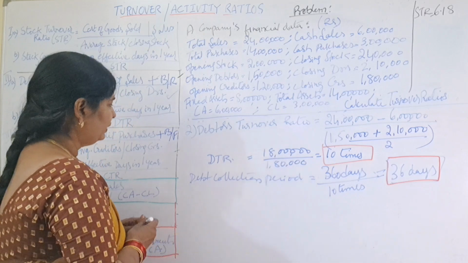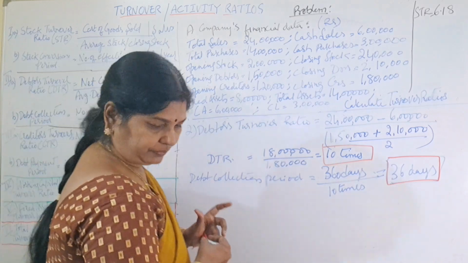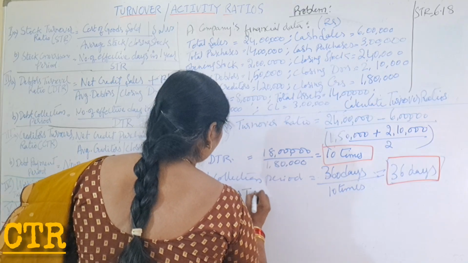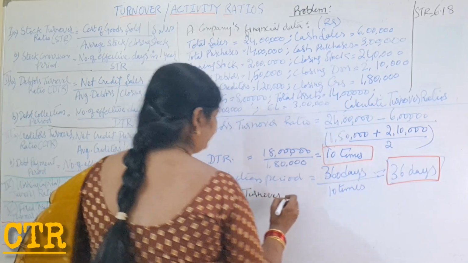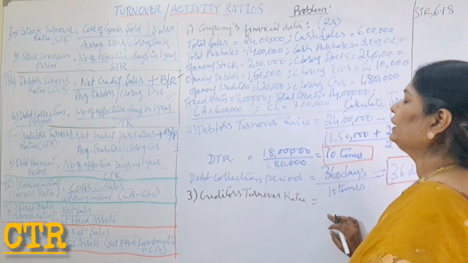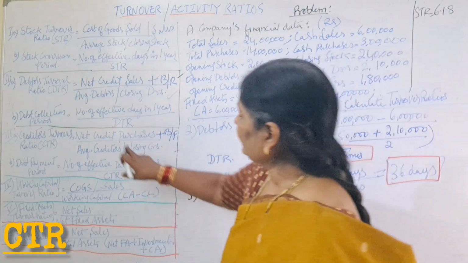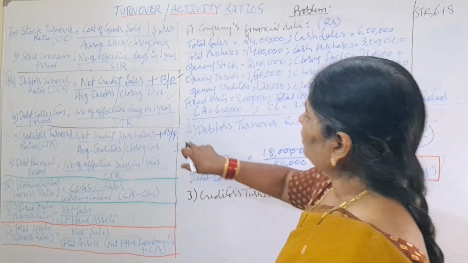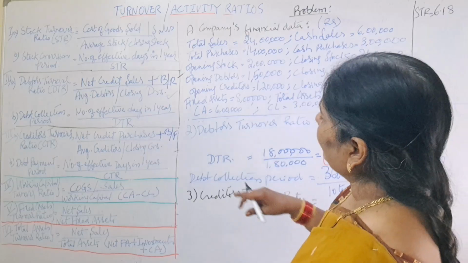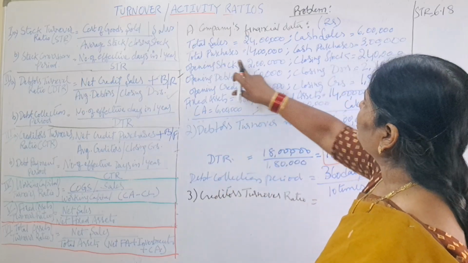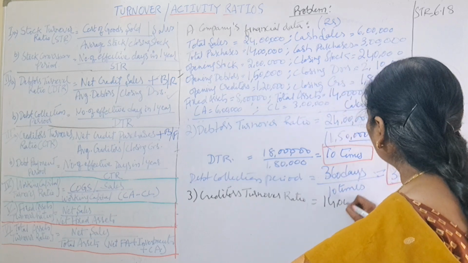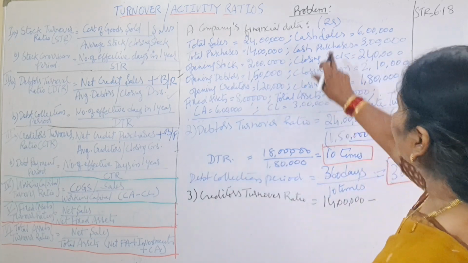Now we'll go to the third one. What's the third ratio? Creditors turnover ratio. What's the formula? Net credit purchases divided by average creditors or closing creditors. Here we can also take bills payable, but the bills payable amount is not given. We are taking only net credit purchases. Now see purchases. What's the total purchase amount? 14 lakhs, right? So out of this 14 lakhs, you deduct cash purchases.